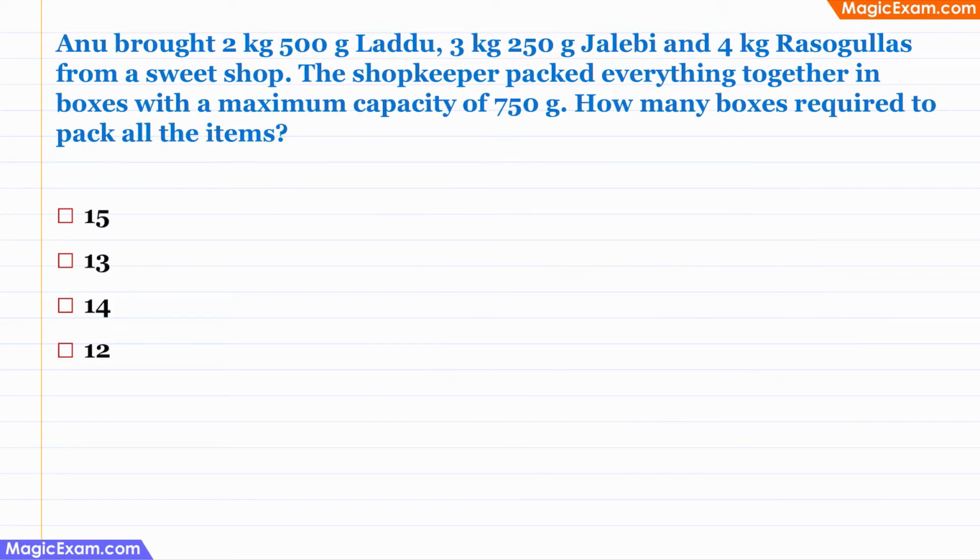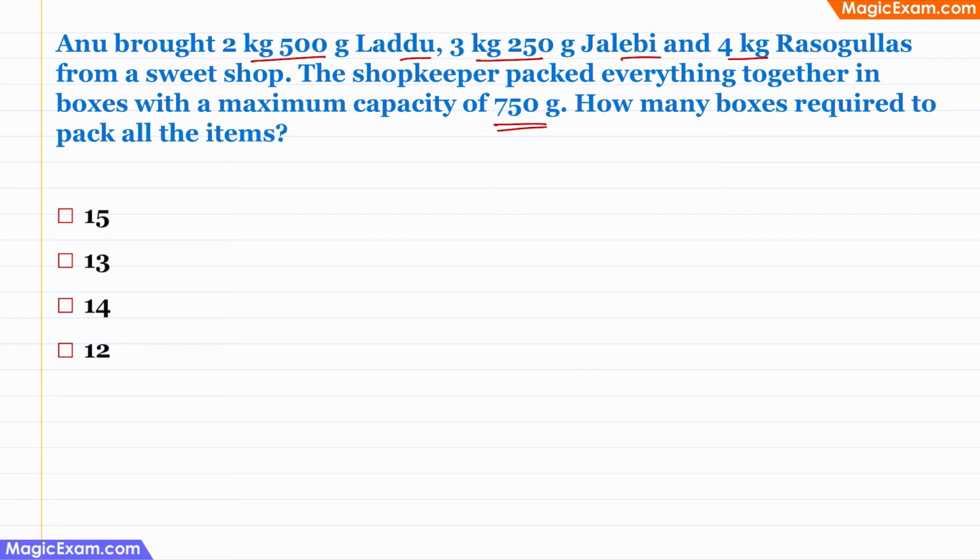Anu bought 2 kilos 500 grams of Laddu, 3 kilos 250 grams of Jalebi and 4 kilos of Rasgullas from a sweet shop. The shopkeeper packed everything together in boxes with a maximum capacity of 750 grams. How many boxes are required to pack all the items?